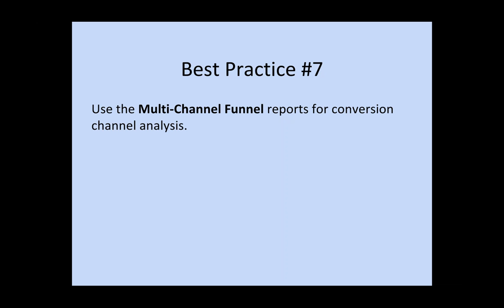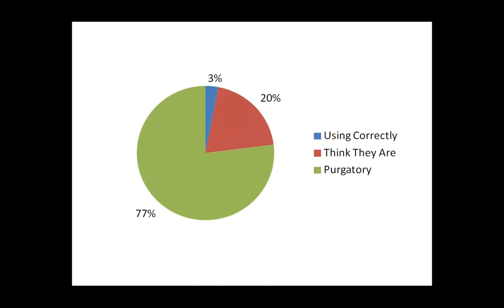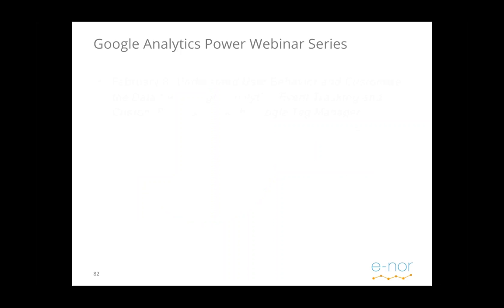Use the multi-channel funnel reports for most of your conversion analysis to make sure that assisting channels are getting credit as well. And remember, if we follow these best practices, we'll get into that 3%, or it's actually even probably smaller than that, of people and organizations who are actually using Google Analytics in a way that can be effective, the way that it really can be used to drive insight and improvement.